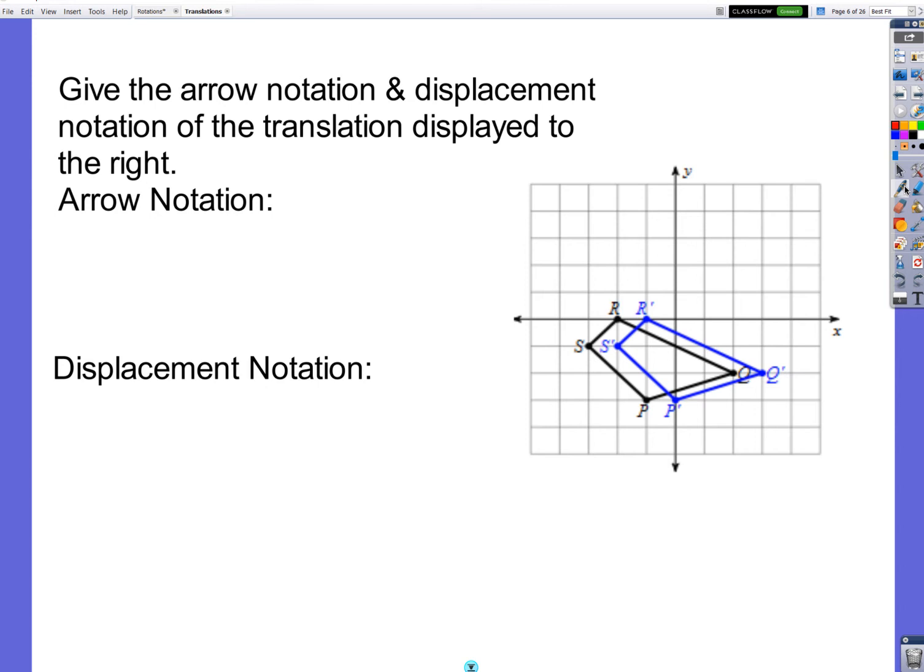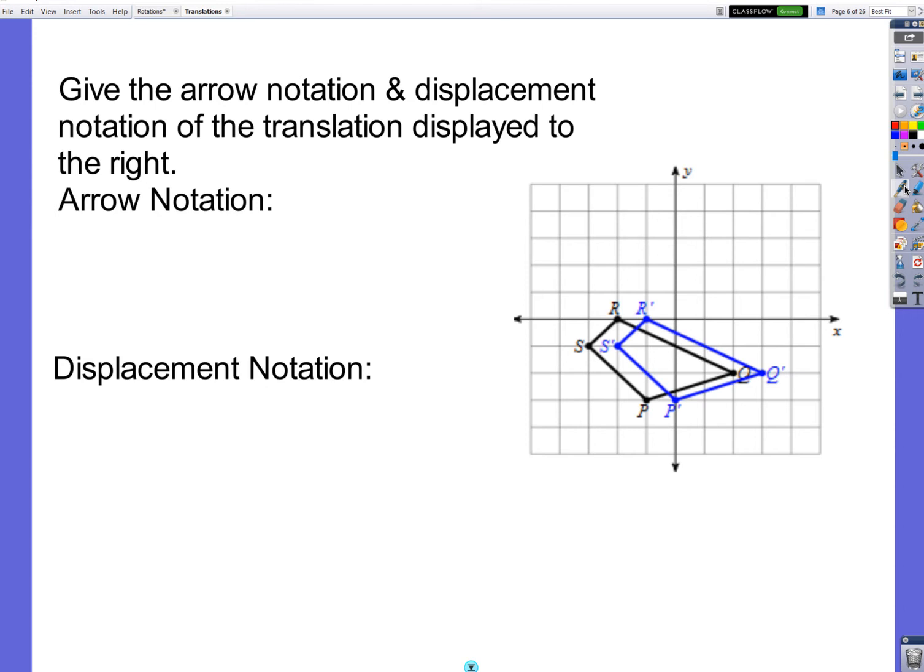Very good. When you get the quiz, those are going to be photocopies. They're not going to be in color. So if you're judging by color, like, oh, the blacks are always the pre-image and the blues are always the image, it's not going to work. You have to know what prime notation is. You have to look for the apostrophe.